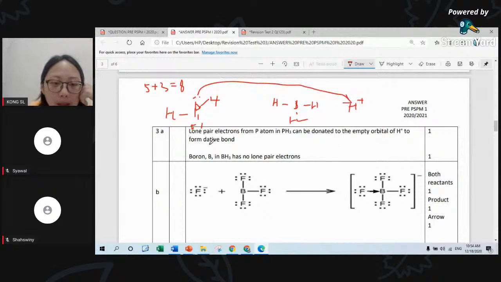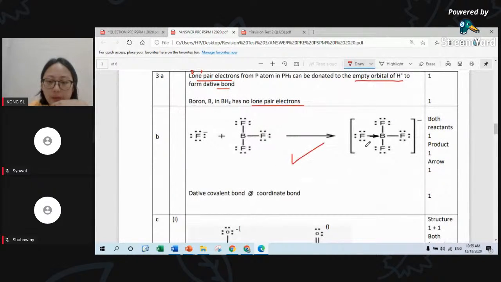So that's why lone pair is the keyword. From phosphorus, can donate to the empty orbital of H plus. Mention the empty orbital of H plus to form dative bond, while boron has no lone pair. Okay. Question B, no problem. Must label dative bond. This is a simple question.